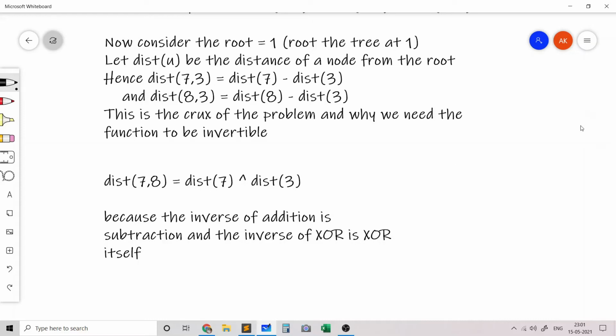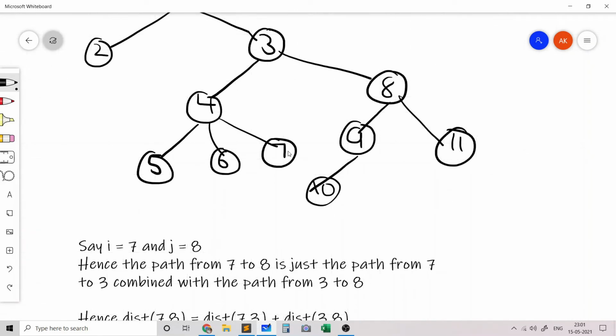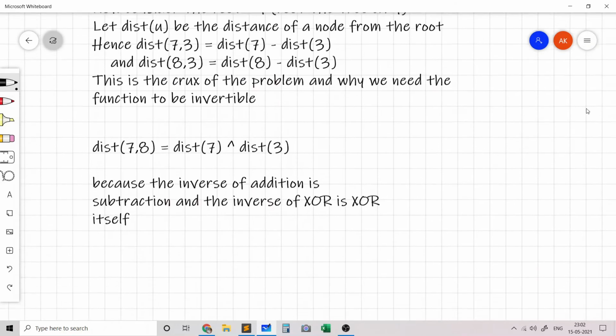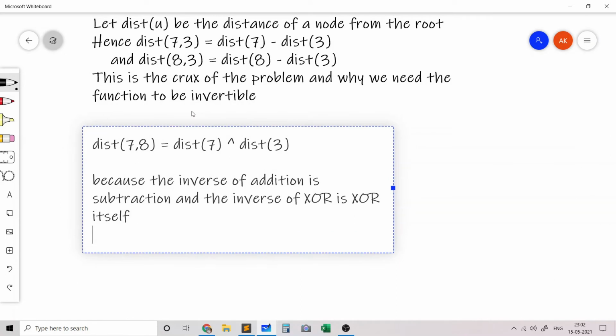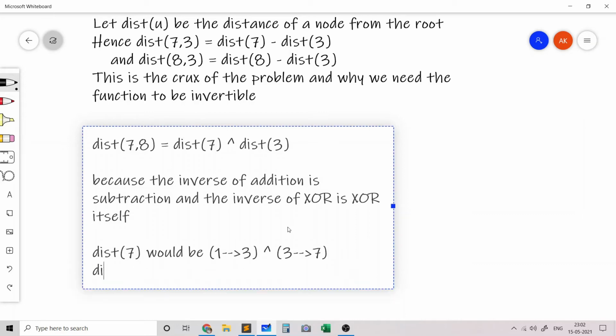And in this case, since XOR is its own inverse, the distance of 7 to 3 would be distance of 7 XOR distance of 3. When we XOR out distance of 3, we basically remove the contribution of the edge from 1 to 3. So I'll just expand this idea a bit. Distance of 7 would be the edge from 1 to 3. Let's say this is W1, which corresponds to the weight of the edge, XOR with the weight of the edge from 3 to 7.